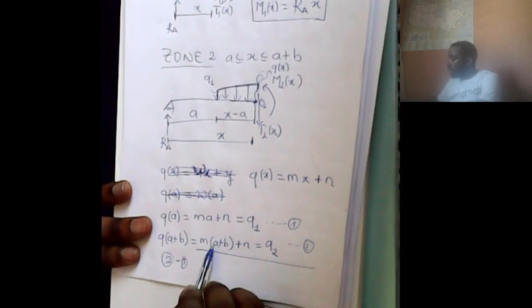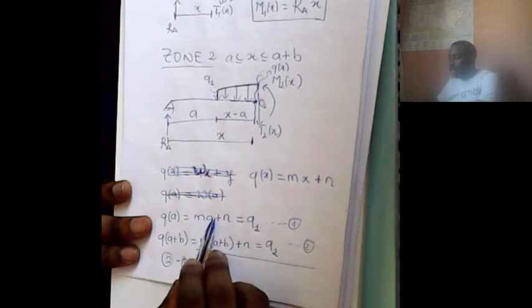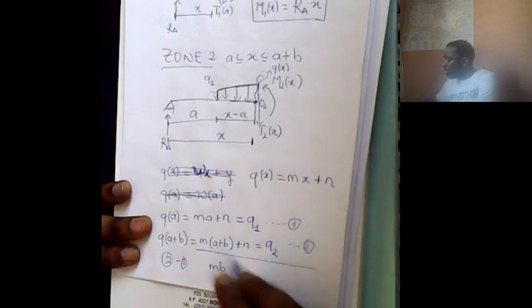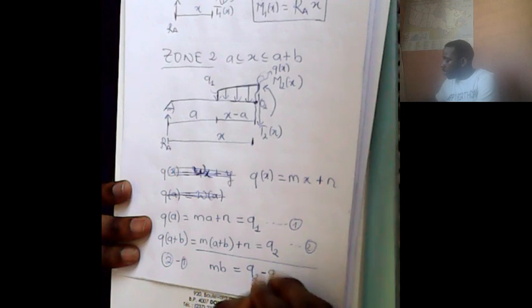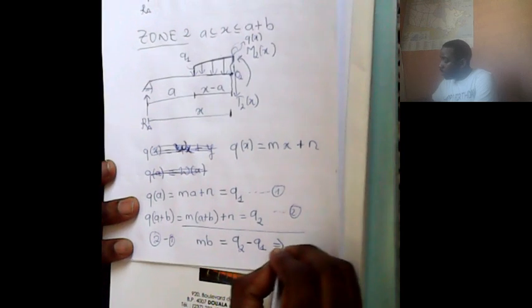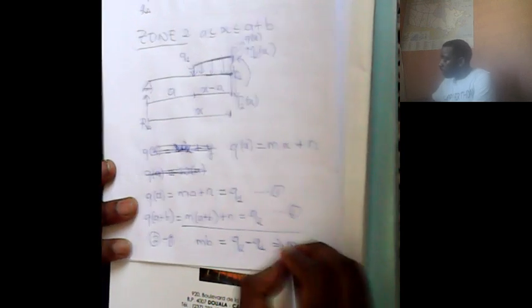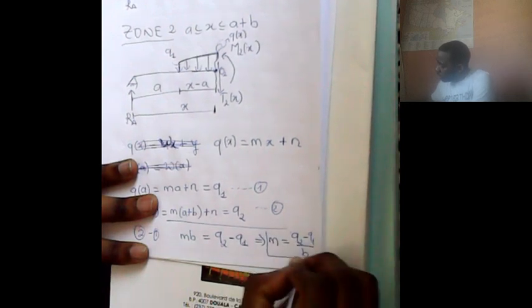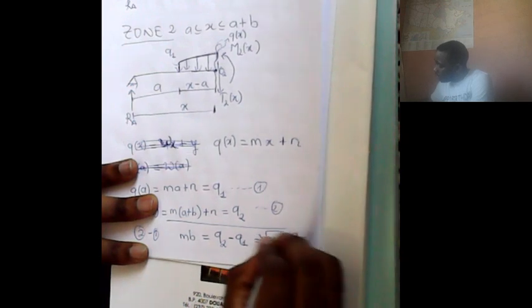So let me start here. ma minus ma gives us 0. What I'm left with is mb, right? n minus n gives us 0, and that will be equal to q2 minus q1. So we are looking for m, right? So by implication, I will have m to be equal to q2 minus q1 over b. That will be my m.